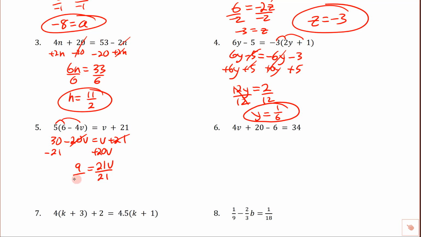We're going to divide both sides by 21. Same problem we ran into before, but we can reduce this. 3 goes in here 3 times, 3 goes in there 7 times, so the answer on this one is 3/7.